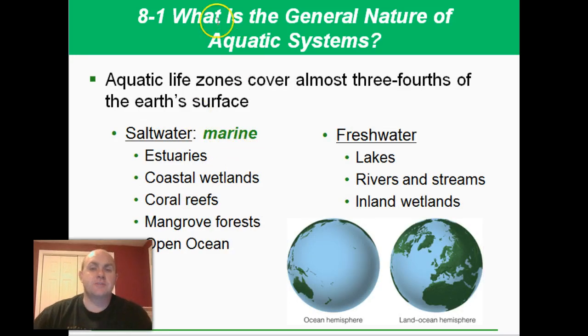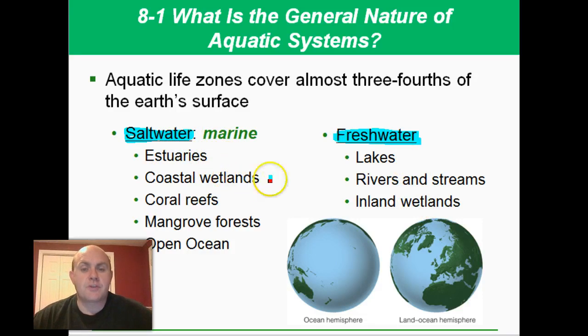So aquatic systems come in two major flavors, as one would guess. Those involving saltwater or marine, and then freshwater. And so there's a variety of both of these. Freshwater can be broken into lakes or moving things such as rivers and streams. So stagnant water and moving water. Stagnant's not fair, but settled. And then inland wetlands.